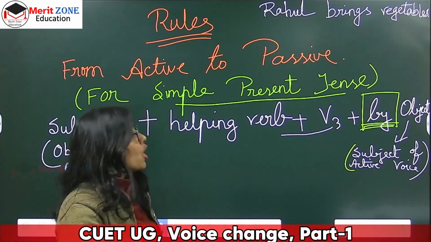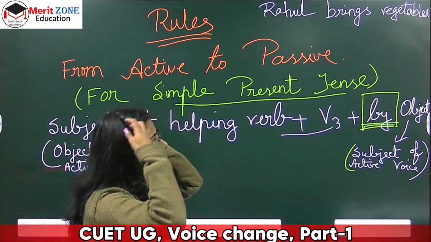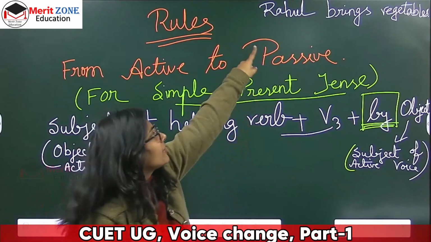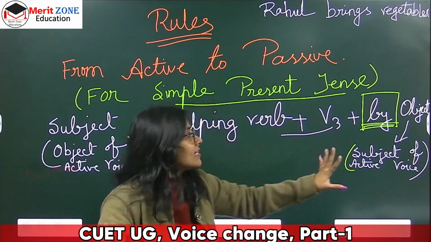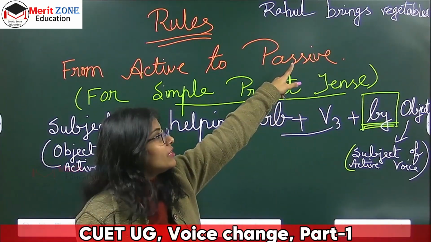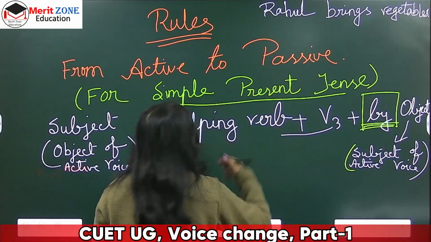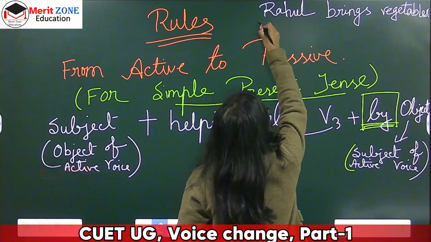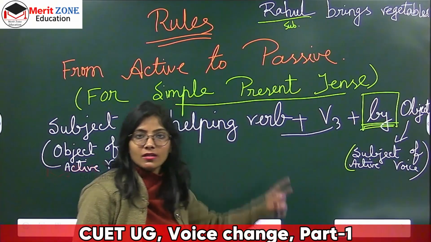A very simple sentence I have given here. What is that? Rahul brings vegetables. Okay, so very easy and very simple sentence. Directly, look, there is a subject, a verb, an object. There is no extra thing, nothing else is given. Now very quickly we will find out who is the subject, who is the verb, who is the object. As we all can know, here the subject is Rahul. This is the subject of the sentence.